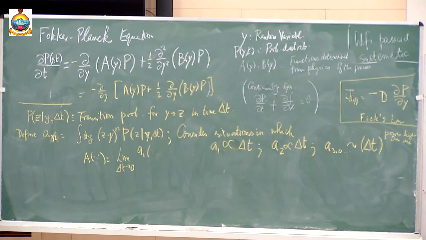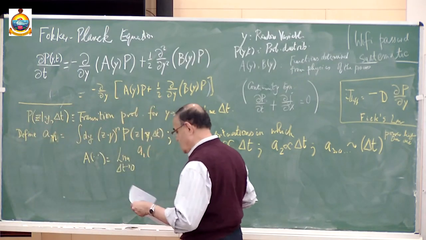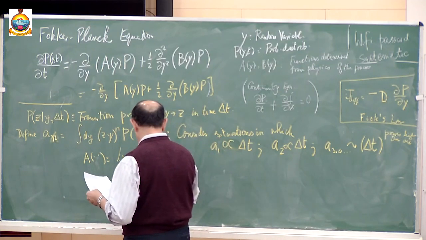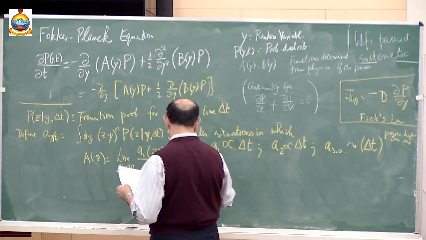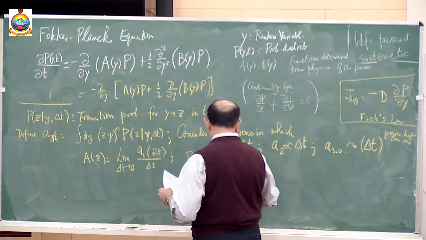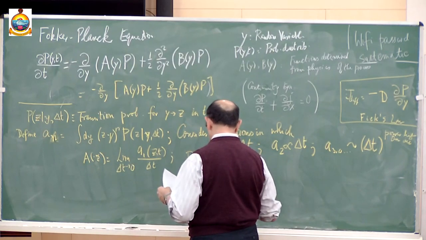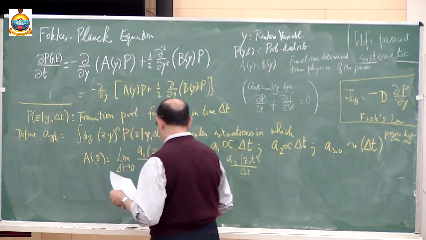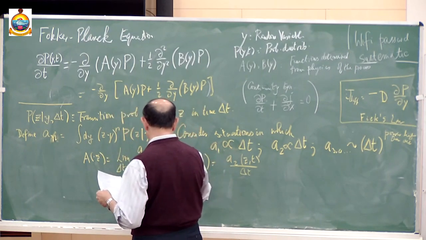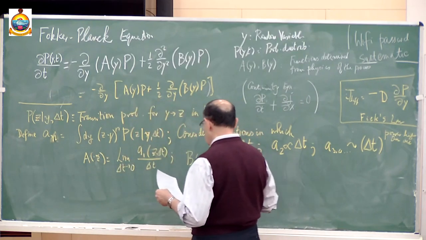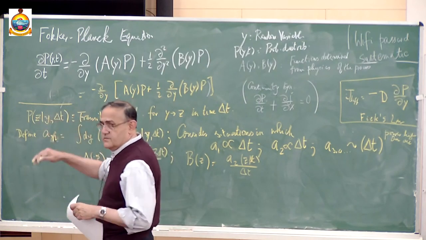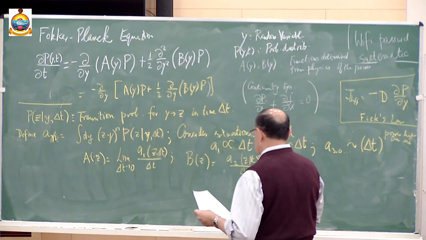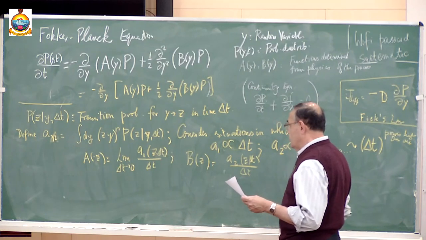A1 of z and delta t divided by delta t gives A of z, and similarly B of z. So these are the proportionality constants which tell you how A1 and A2 grow. Yes, transition probability can depend on z, or y or whatever, they are close by. So this is the definition of A and B.